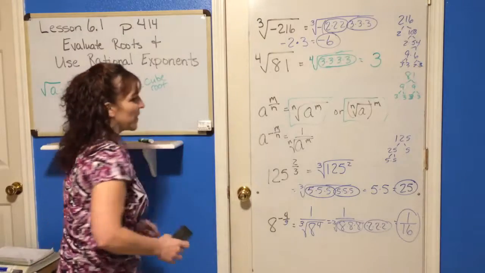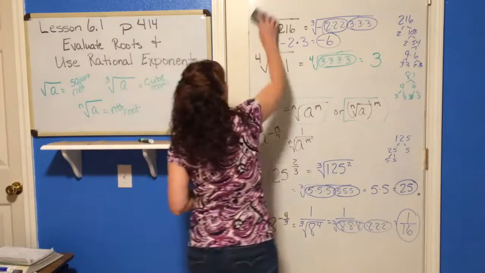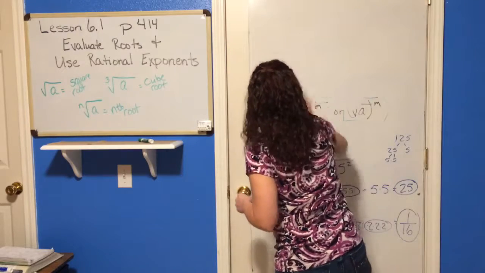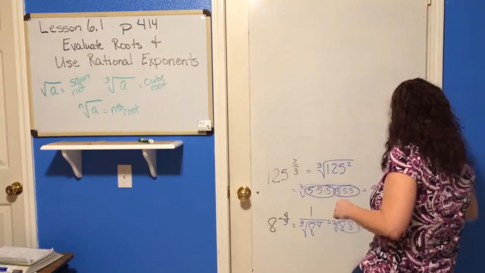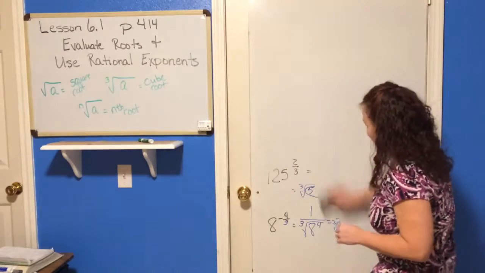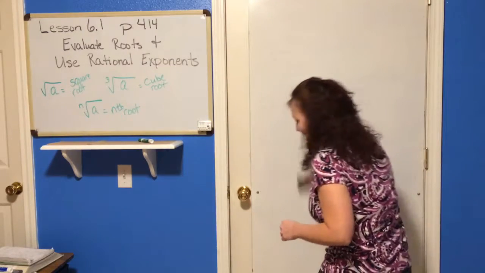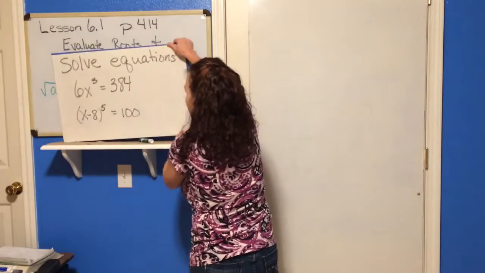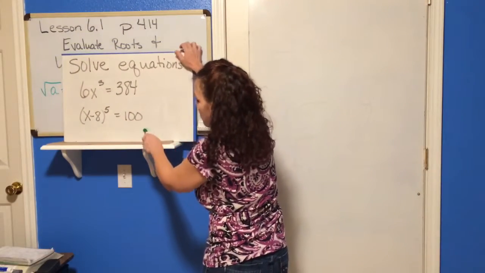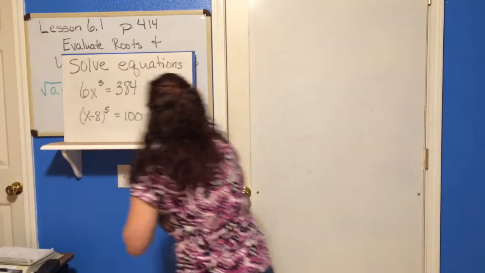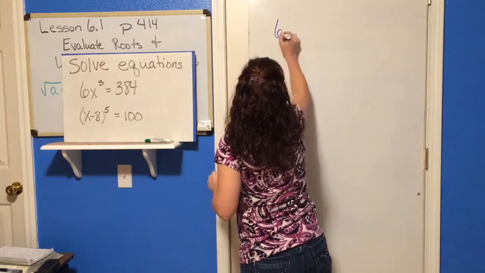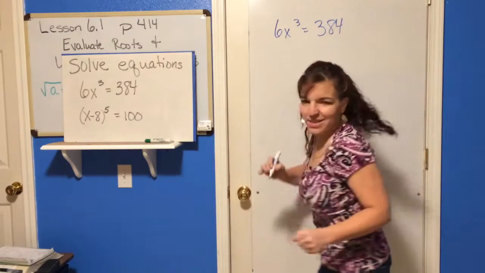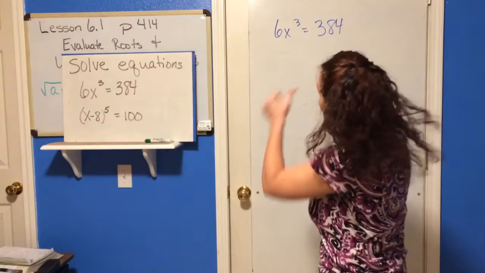All right. The last thing I want to do now is let's take that information that we now know, how to evaluate nth roots and exponents that are rational, and let's solve some equations. And I wrote them out. Hopefully I wrote these correctly. All right, 6x cubed equals 384. If you think you've got this, go ahead and pause and do it, all right?